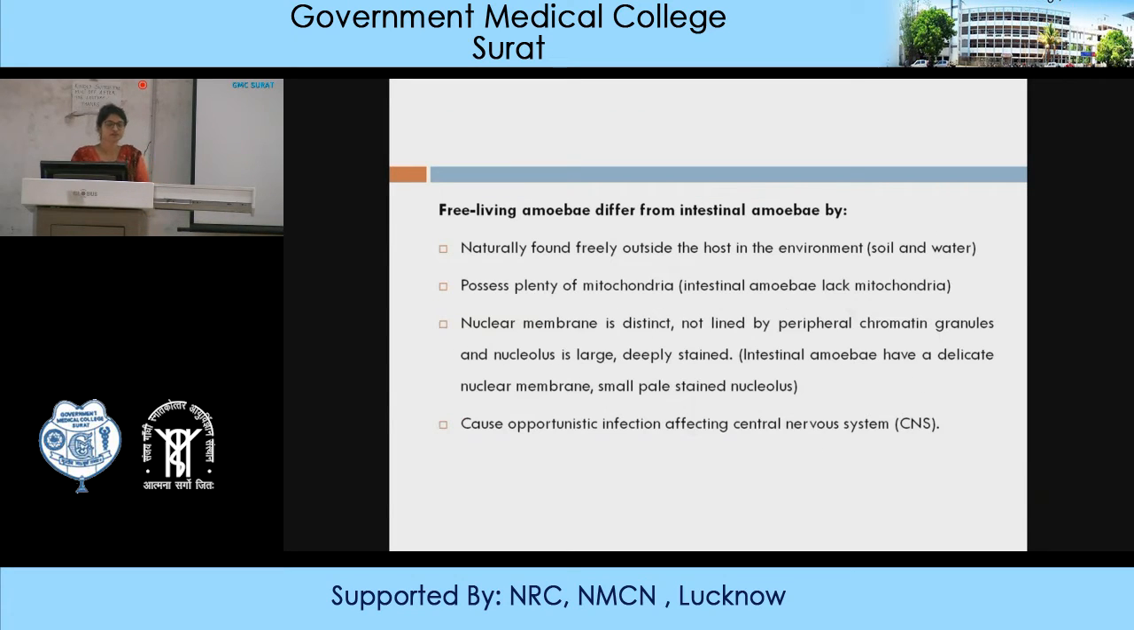How are they different from the intestinal amoeba? The free living amoeba are present in the soil and the water, while the intestinal amoeba basically reside in the large intestine. The free living amoeba have plenty of mitochondria, which is absent in the intestinal amoeba. They have a distinct nuclear membrane and do not have peripheral chromatin granules, and the nucleolus is large and deeply stained, which is not there in the intestinal amoeba. They cause opportunistic infection mainly affecting the central nervous system.